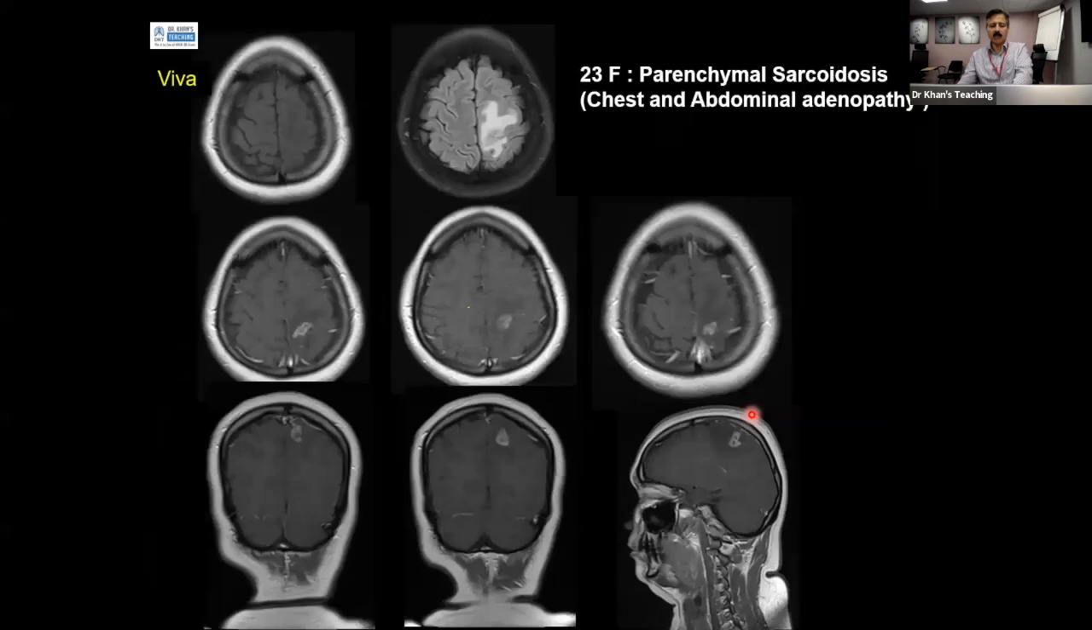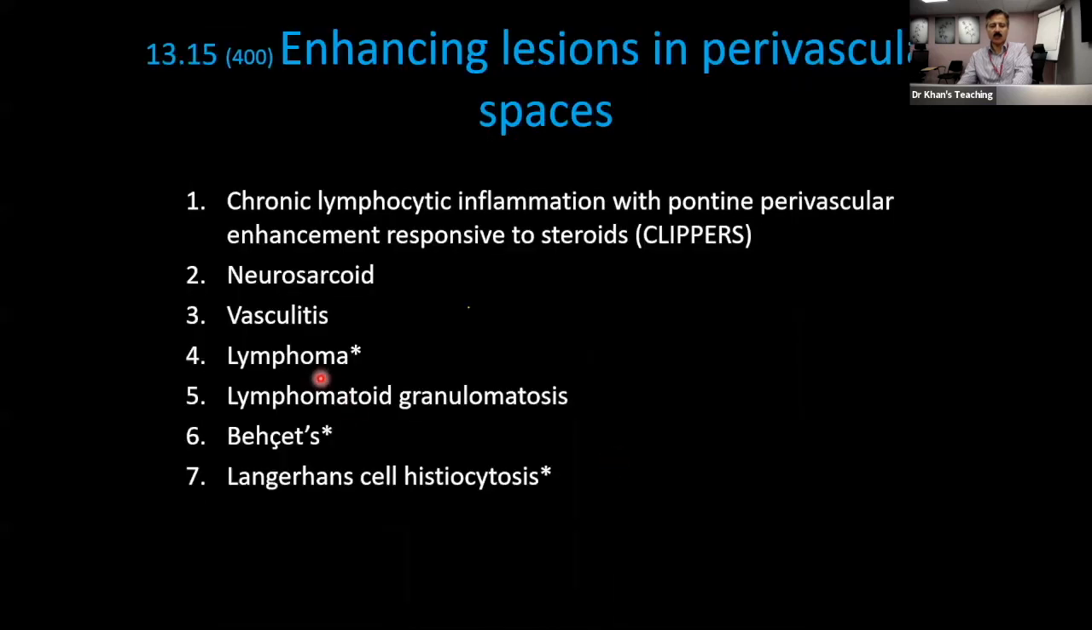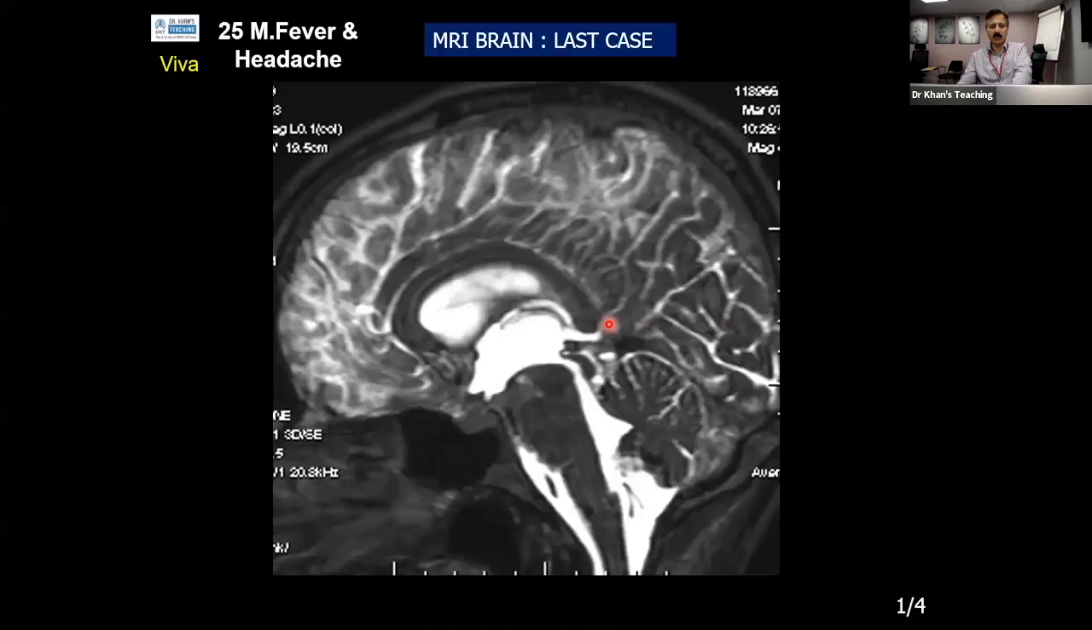And the concept of perivascular spaces: sometimes infections or other inflammatory processes can go through them into the parenchyma. This is an example. I'm just showing you the example, but not teaching in detail. This was sarcoidosis, and this is in your Chapman, enhancing lesions in perivascular spaces. So we will learn this later on.